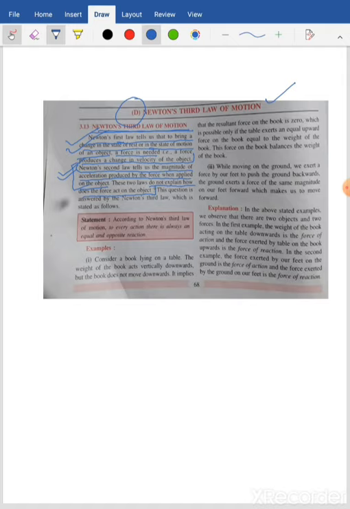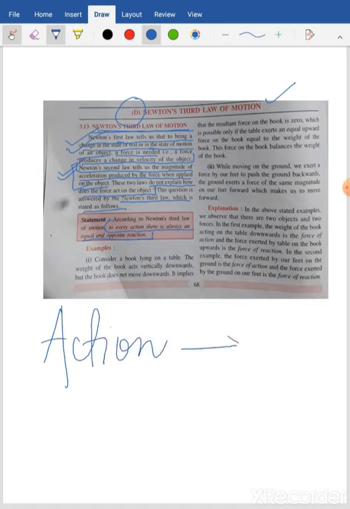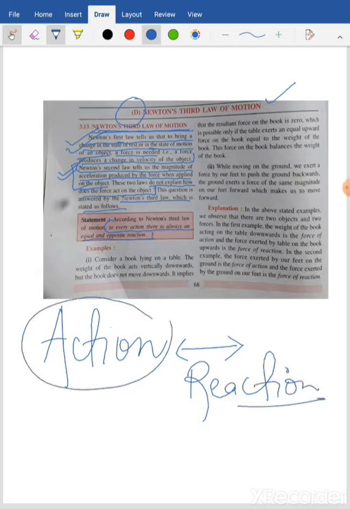So this is explained by Newton's third law, and this states, please underline this, that to every action there is always an equal and opposite reaction. So whenever there is action, you always get a reaction to it. Whenever you do some action, that action always produces a reaction.